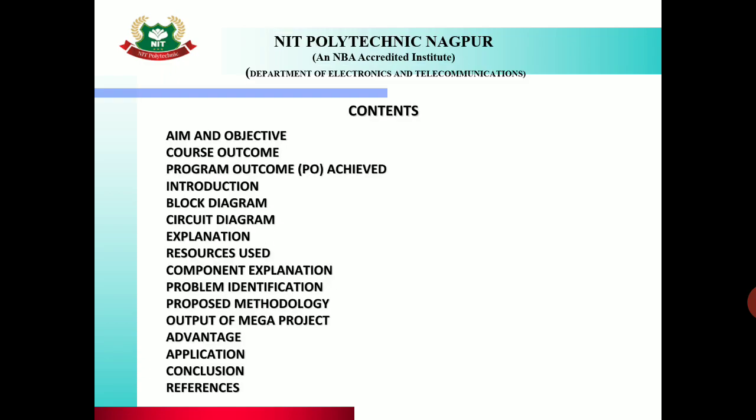So let's just see the content. First is the aim and objective, then course outcome, program outcome, introduction, block diagram, circuit diagram, then explanation, then the resource use, component explanation, problem identification, proposed methodology, output of mega project, advantage, application, conclusion, and lastly we see the reference. So let's start.